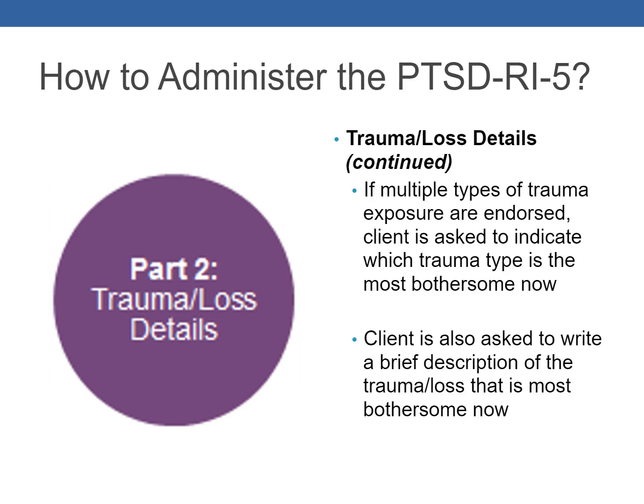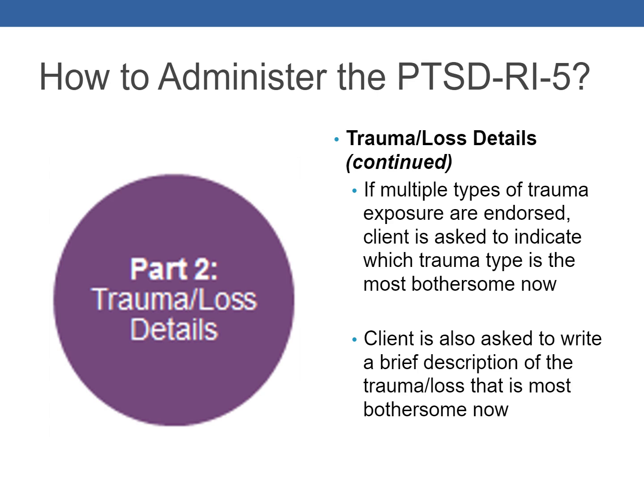At the end of the Trauma and Loss Details section, there are two additional important questions. First, if multiple trauma types are endorsed, the client is asked to indicate which trauma type is most bothersome to them now. This is relevant for the Reaction Index section, which they will be asked to complete with the most bothersome trauma type in mind. In addition, based on the most bothersome trauma type, the client is asked to describe briefly what happened to them.